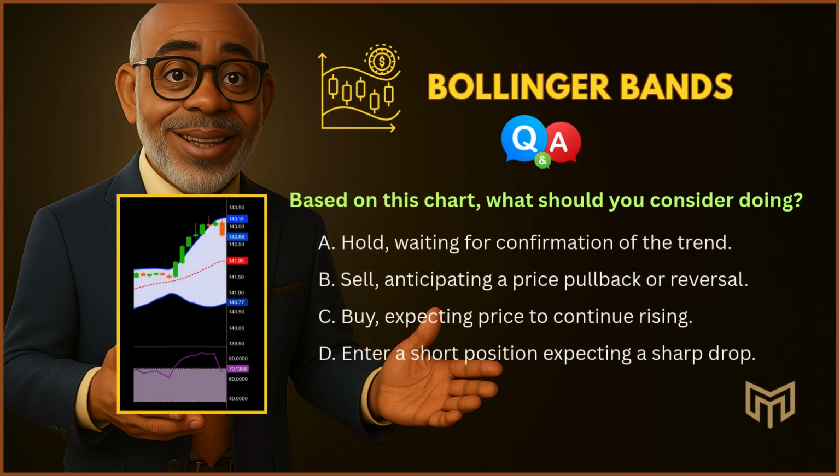All right, traders, here's another knowledge check. Look at this chart showing the USD against the EUR pair. Price is approaching the upper Bollinger Band and the RSI is approaching overbought territory. Based on what you see, what should you consider doing? Is it A, hold, waiting for confirmation of the trend? B, sell, anticipating a price pullback or reversal? C, buy, expecting price to continue rising? Or D, enter a short position expecting a sharp drop? Focus on where price is relative to the upper band and what the RSI is telling you at the same time. Let both indicators guide your answer.